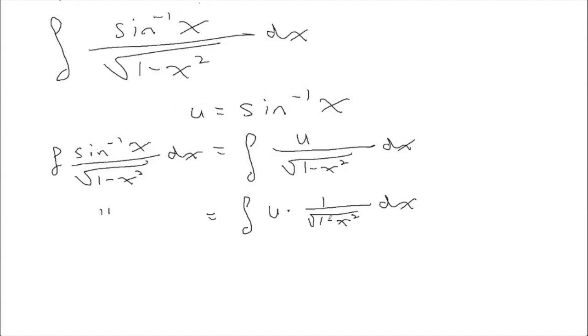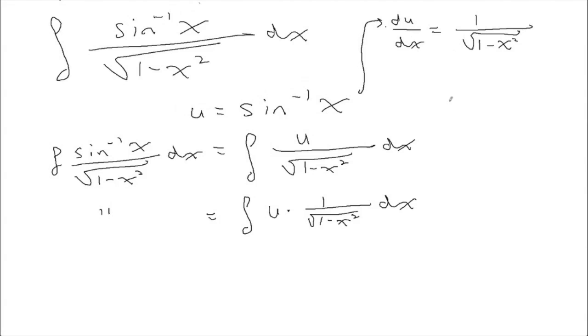Well, that was a good idea because we wanted to rewrite all the x's together. Now what? Okay, so now we need to solve for dx. So we need to re-express du over dx equals the derivative of inverse sine, and that is 1 over the square root of 1 minus x squared. That's the whole reason why this was a good substitution.